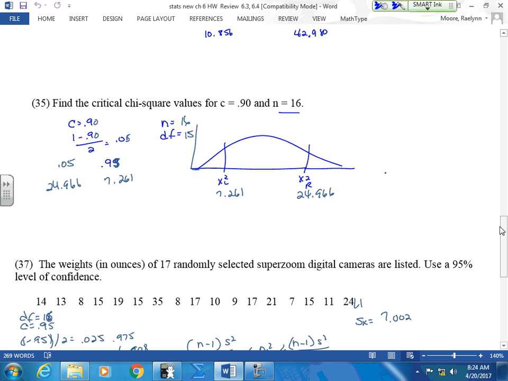The bad part about this one, the area is to the right. That's why the numbers are a little bit off. But I don't want you to think that. I just want you to constantly do the 1 minus 0.90 divided by 2 and use those. Questions? Okay.